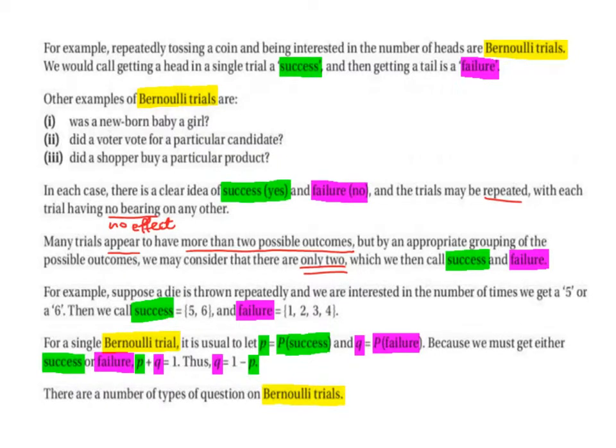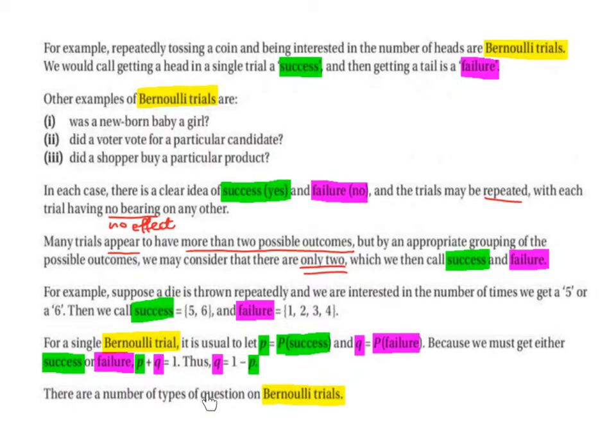Bernoulli trial. For a single Bernoulli trial, it is usual to let P equal the probability of success and Q equal the probability of failure. These letters are important, because we must either get success or failure. The success or the failure should add up to 1. So the probability of success plus the probability of failure equals 1. So P plus Q is equal to 1. Thus, Q is equal to 1 minus P.